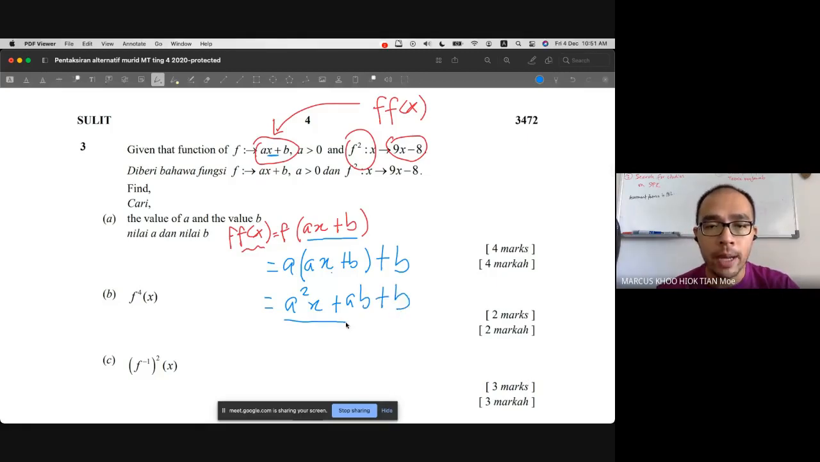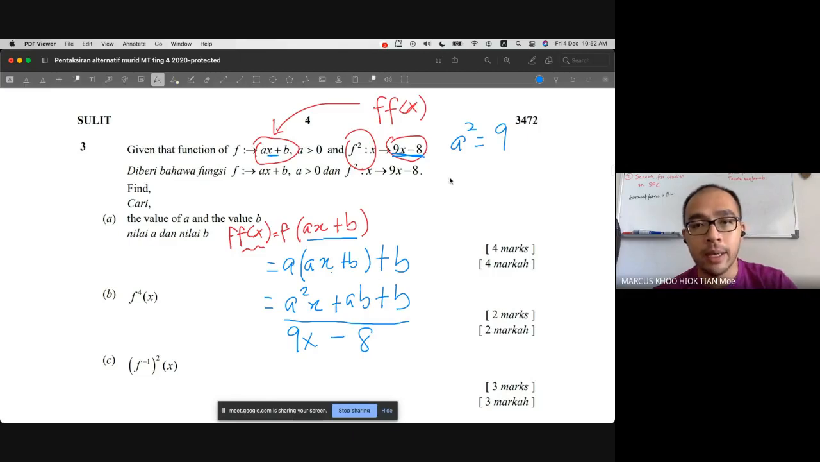Okay, now let's compare this and this. So ini ada x kan? Therefore, saya boleh simplify, saya boleh nyatakan bahawa a squared equals to 9, kan saya tinda di sini, 9x minus 8. A squared equals to 9 and ab plus b equals to 8. Okay, so bila kita mau cari a equals to 3 lah, kita square root of 9 is 3. So ganti 3b plus b equals to 8, so you get b equals to 2.